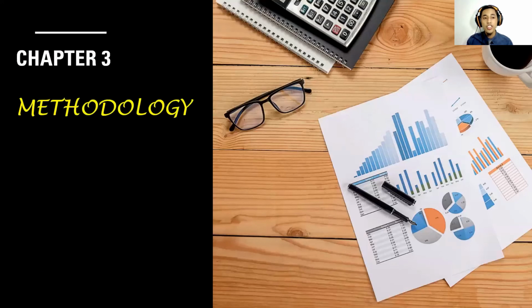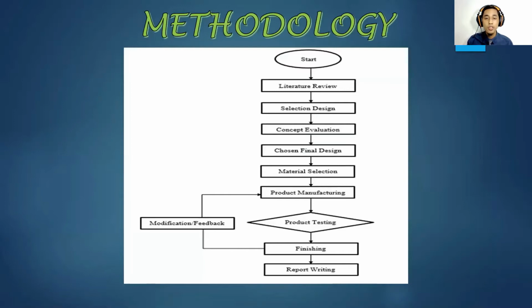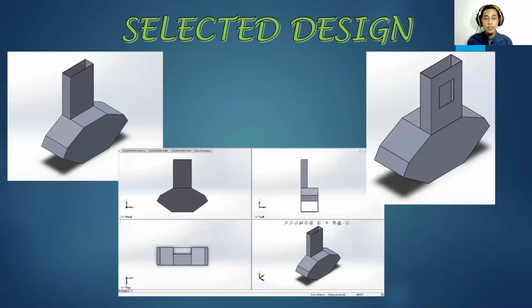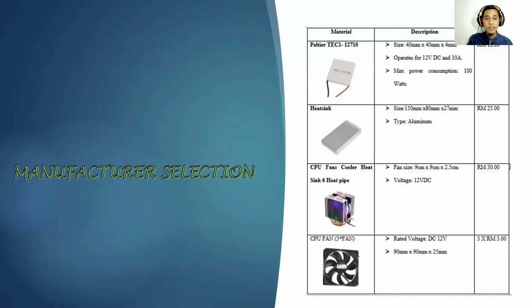Next, chapter 3, methodology. These are my methodology chart and my selected design. I use CAD 3D SolidWorks to design the casing of the ventilation system. For the material selection, these are the materials that I use for the project, and these are the costs of my material products.